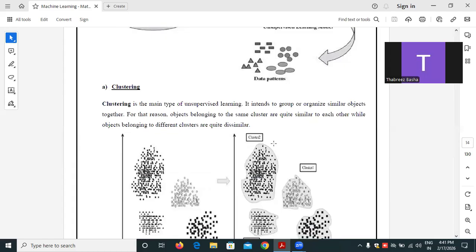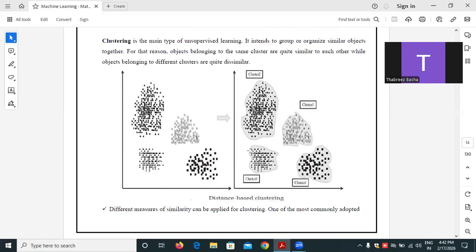Next, observing the clustering process. Clustering is the main type of unsupervised learning model. It intends to group or organize similar objects together. For that reason, objects belonging to the same cluster are quite similar to each other, while objects belonging to different clusters are quite distinguished. So this process is shown in a simple diagram.